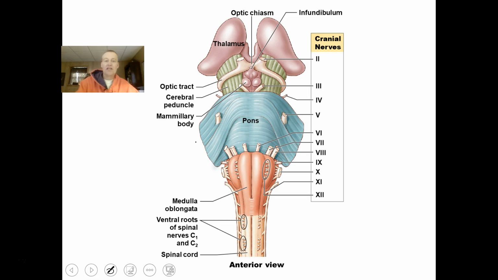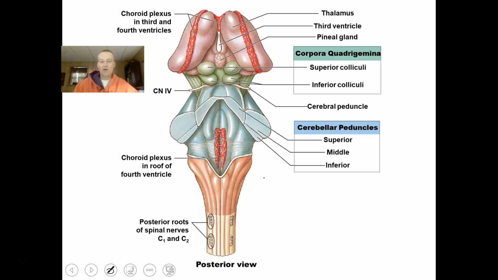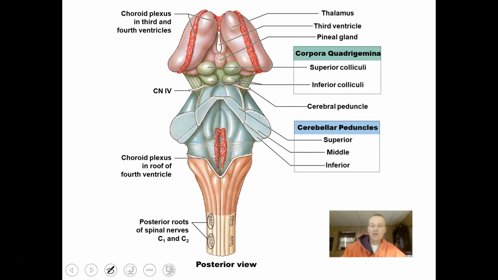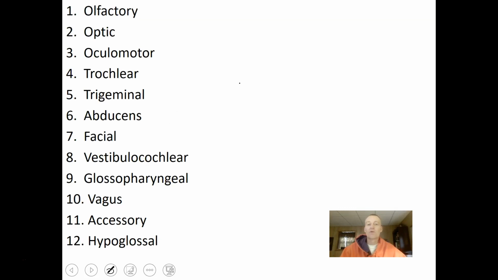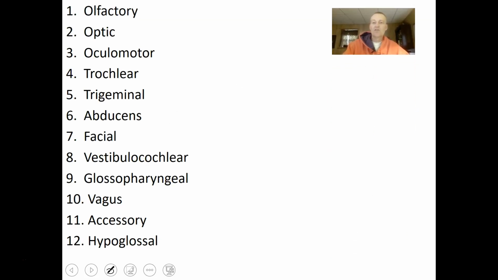If we look at an anterior view, you can see where some of the cranial nerves are located. Here, here, here, and here, and here. So anteriorly, you can see a lot of the cranial nerves really well. From a posterior view, you can't see too many of them. They're mainly more of an anterior phenomenon, but you can see one of the cranial nerves there, cranial nerve number 4.